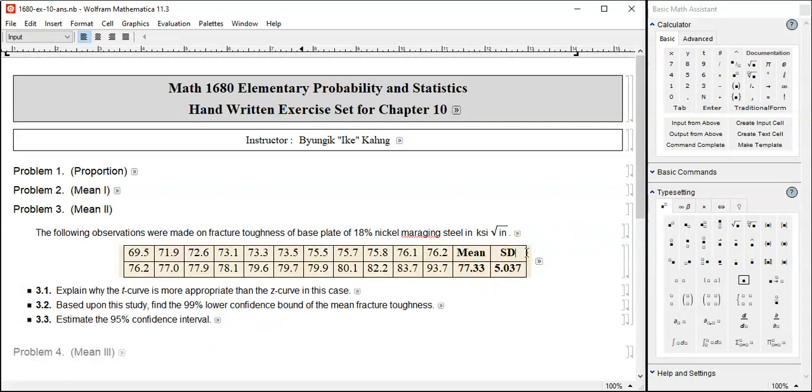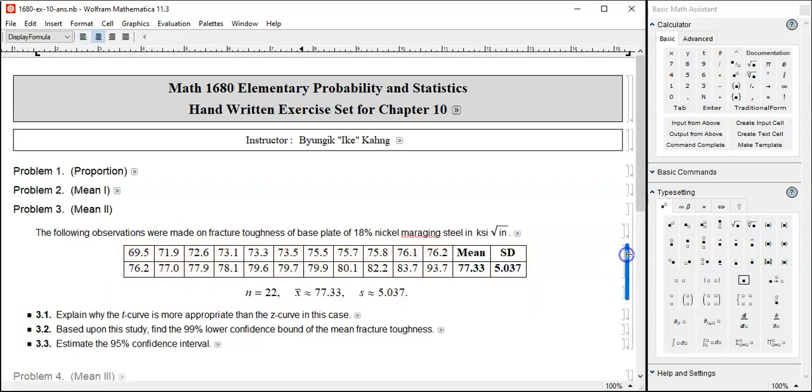In my original problem, I did not give you the mean and the standard deviation. I gave you only the data table, and students were expected to find out the mean and the standard deviation on their own. If you do it right, here we go. The sample size, there were 22 observations, the sample mean was 77.33, and the sample standard deviation is 5.037, approximately speaking, of course.